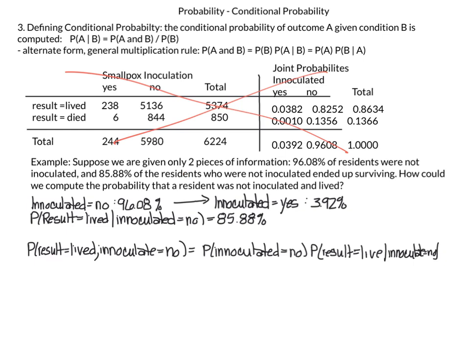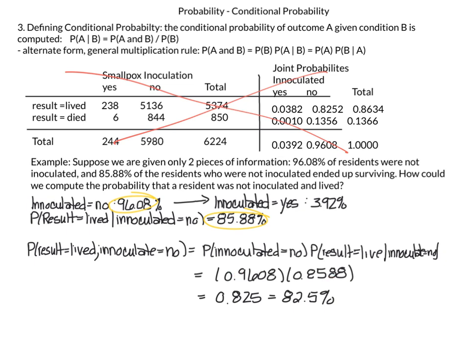So the result, they lived and inoculated equals no. So that's what they're asking. So what's the probability inoculated equals no? They're not inoculated. We were told that. That's the 96.08. So that's the thing we want to use. And then over here, we have this conditional probability, the result that they lived given inoculated equals no. So those are the two pieces of information we need to calculate this joint probability. We can plug those in and we get 82.5%.